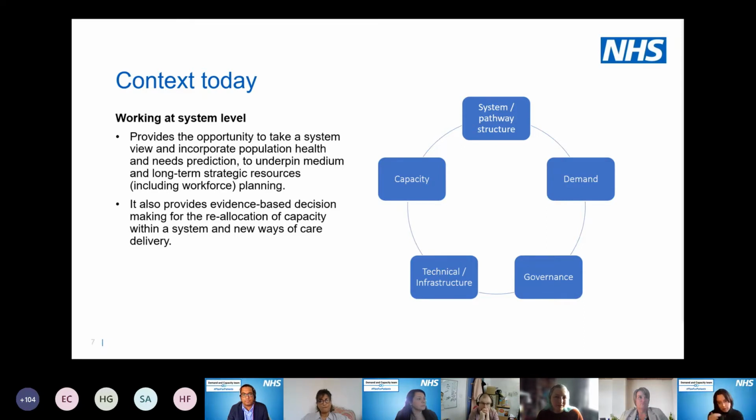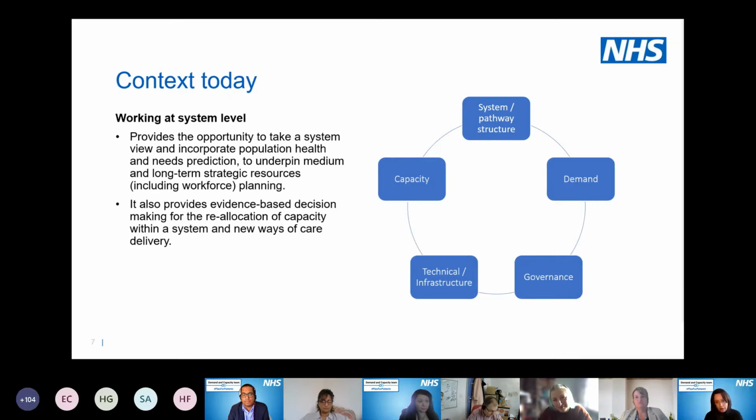So what's different about system level? At system level, you're taking much more of a helicopter view, looking across boundaries and across different organizations, and it allows you to do a number of things. Number one is it allows you to include population health needs, especially a prediction of what the health needs of your population might be in the future. Because you're looking at a geographical patch, what's your population now? What are your segmentations? What do you expect in 5, 10, 15 years? So you've got that predictive element that you can apply.